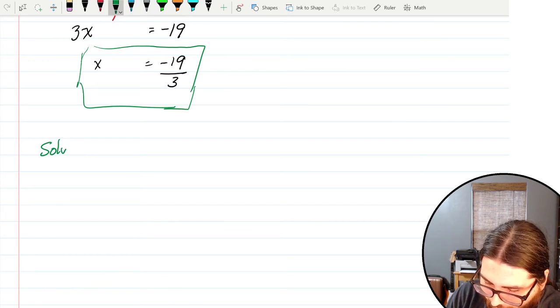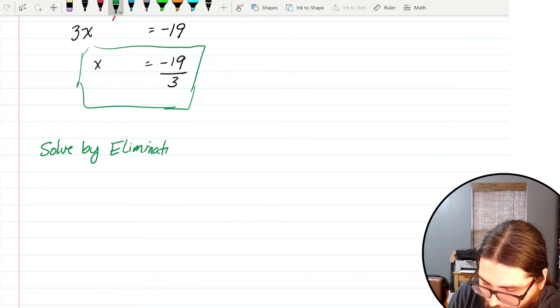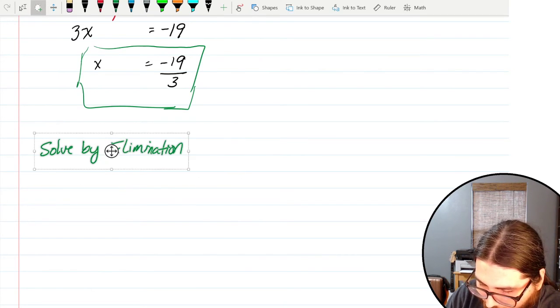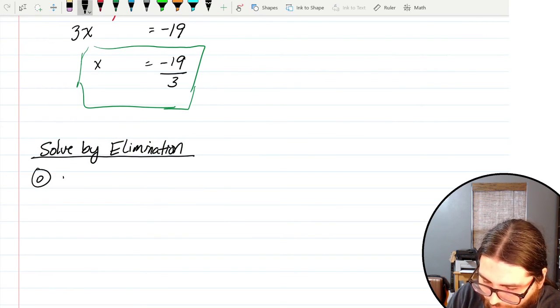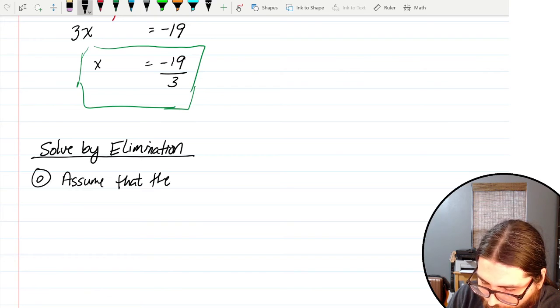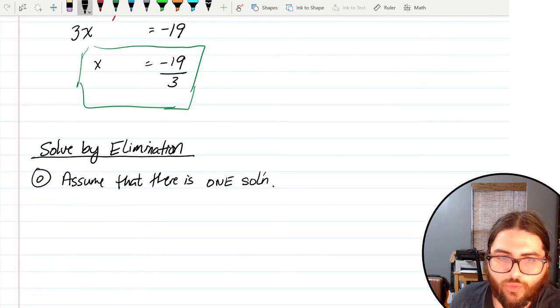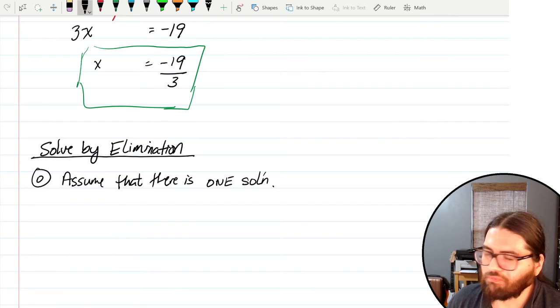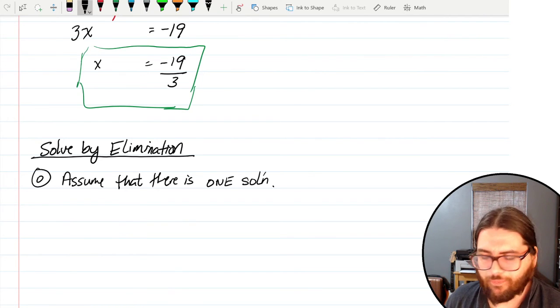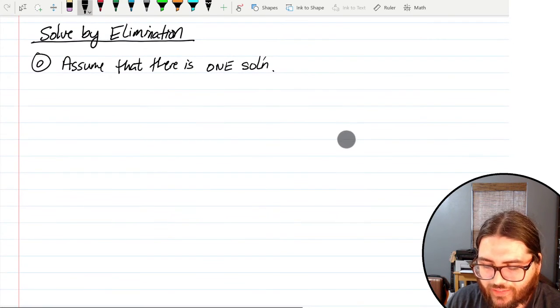Let's put this solve by elimination steps down at the bottom here. And I'll make that black. Solve by elimination. Step 0, we make that assumption. That assumption is what lets us treat the x's and the y's as the same x's and the same y's. And like I said, most textbooks, most teachers, they won't even bother telling you that. Shame on them. But we make that assumption silently.